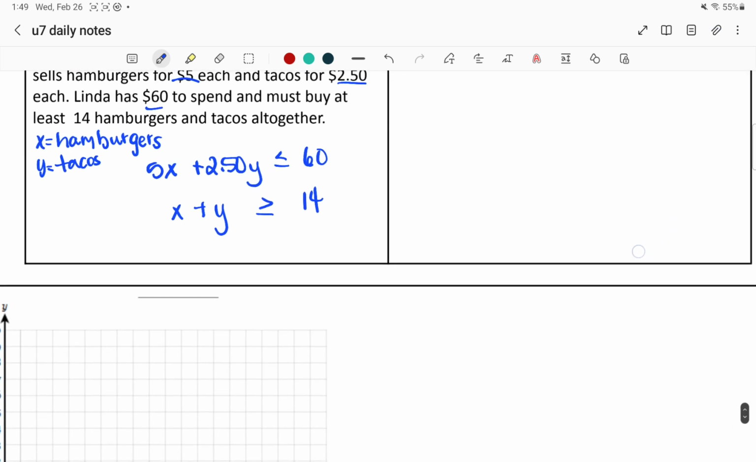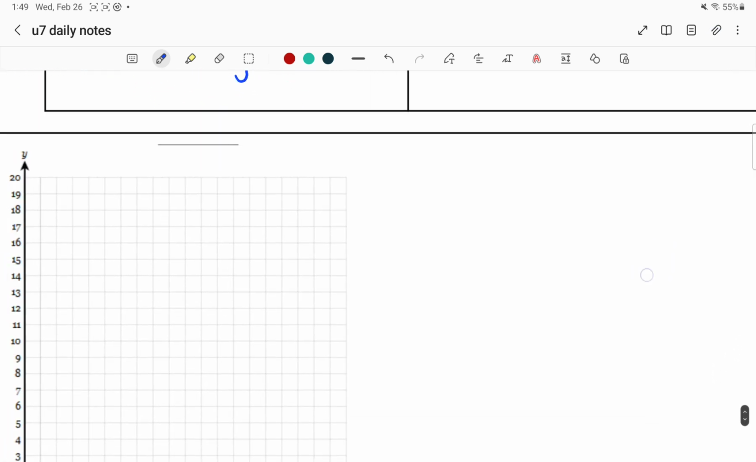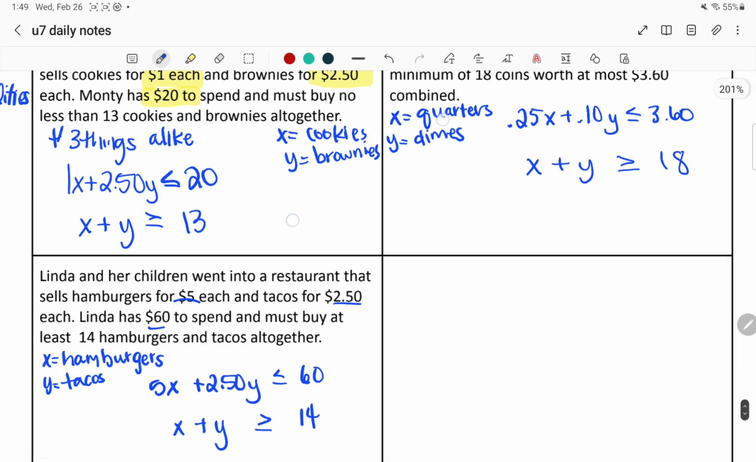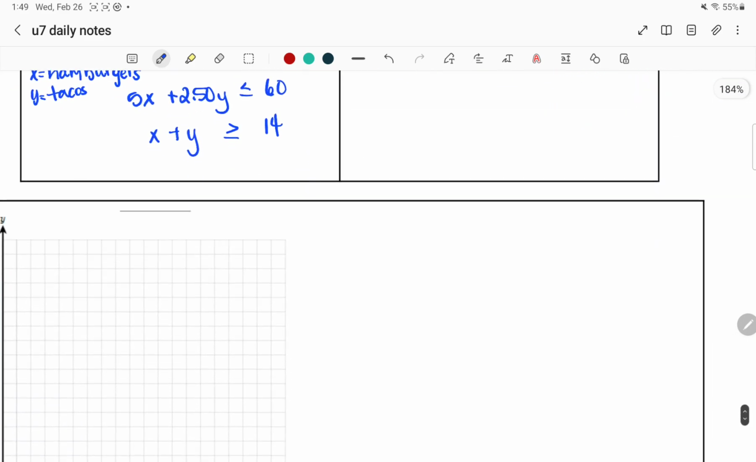So we're going to solve these by graphing. Step 1 for these problems on your homework is write the inequalities. On your homework though, they require that they're solved for y. So we're going to start with Monty. And step 2 is solve for y.